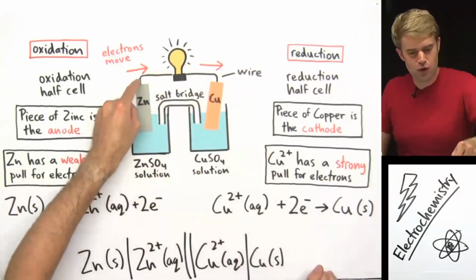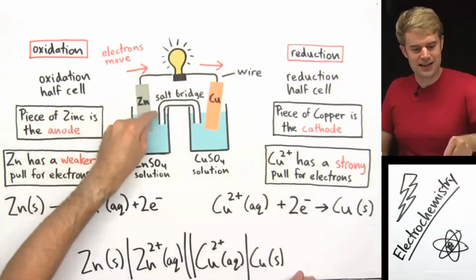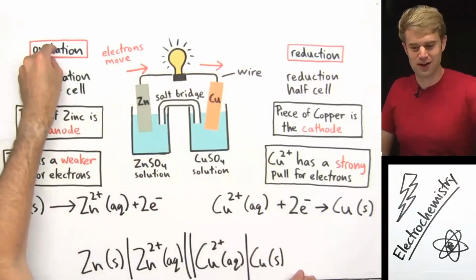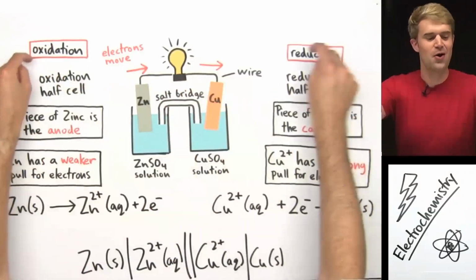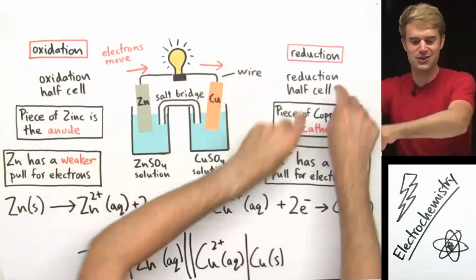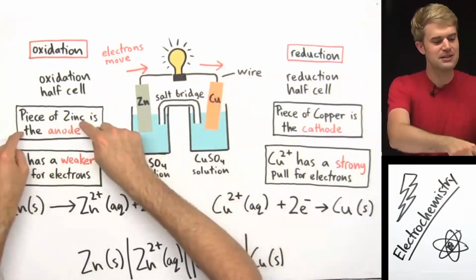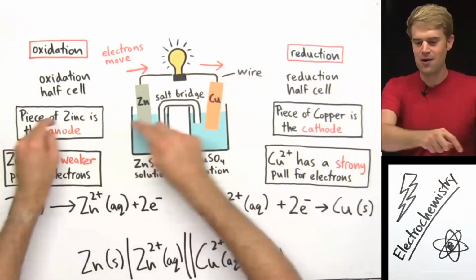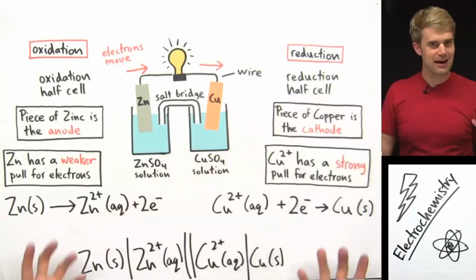As electrons move from the zinc to the copper, they are lost in the zinc, so oxidation takes place, and they're gained here in the copper, so reduction takes place over here. We call this the oxidation half cell, and we call this the reduction half cell, because oxidation is happening over here. The piece of zinc is the anode, because reduction is happening over here. The piece of copper is the cathode.